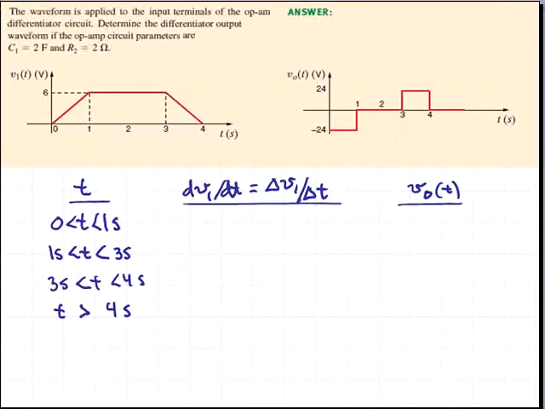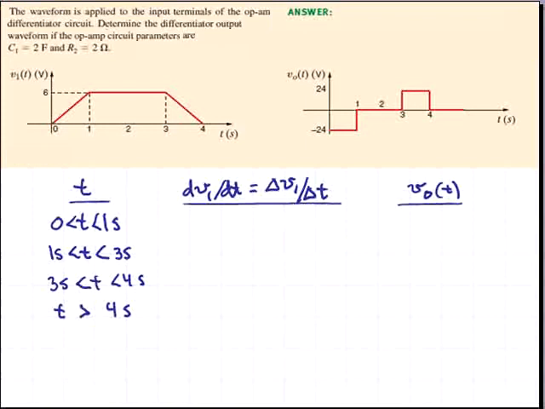This is Learning Assessment Problem 616. This problem deals with an operational amplifier differentiator circuit to which the waveform V1 of t is applied, and we are asked to determine the shape of the output waveform.